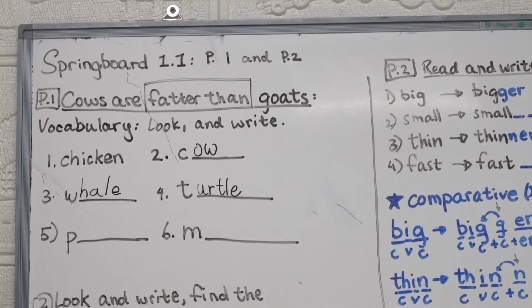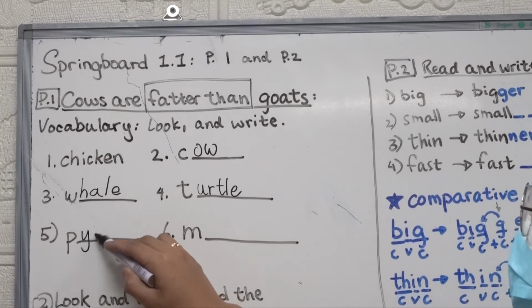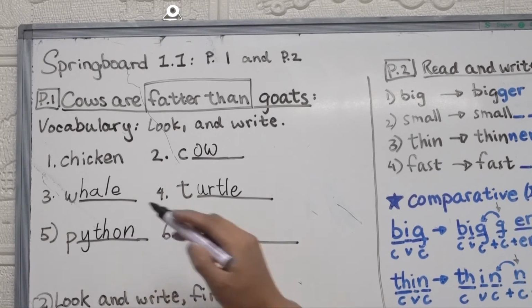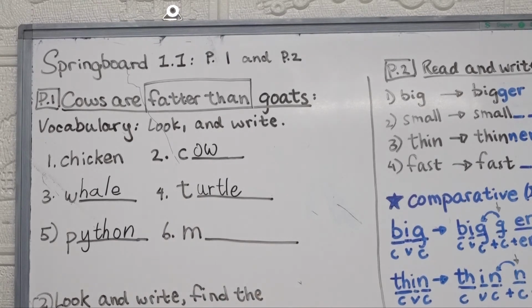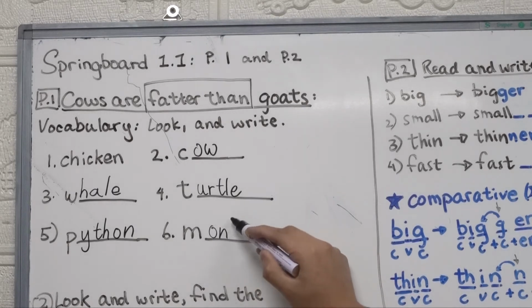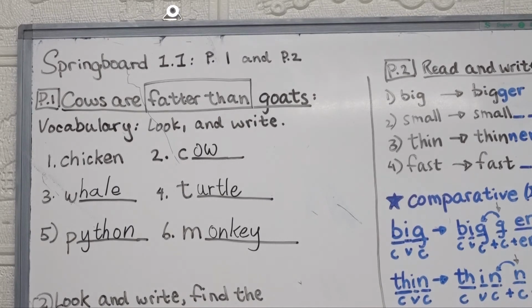We call it a python. Alright, so I will give you the answer for this one. Maybe some of you don't know this word, right? Python. P-Y-T-H-O-N. Python. It's a kind of snake. And lastly, very easy, is a monkey. How do you spell monkey? M-O-N-K-E-Y. Very good. Monkey.